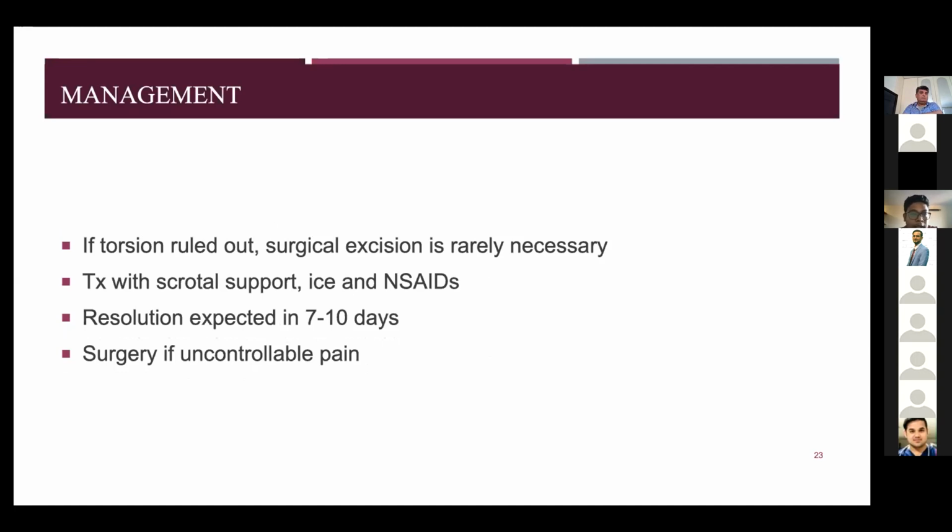As for management, if torsion is ruled out, then surgical excision is rarely necessary. Treatment with scrotal support, ice compression, and NSAIDs can help. The resolution is expected in around 7 to 10 days. Surgery should only be reserved for uncontrollable pain, along with the other findings we mentioned earlier.